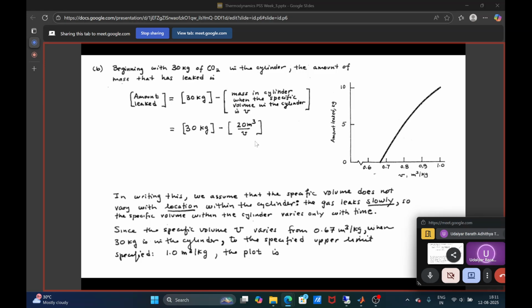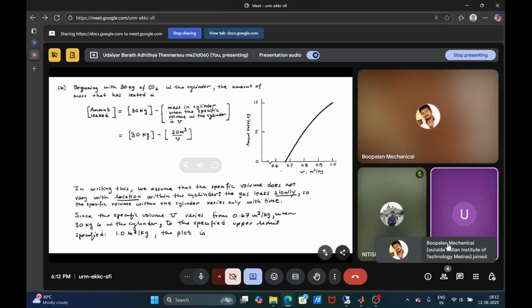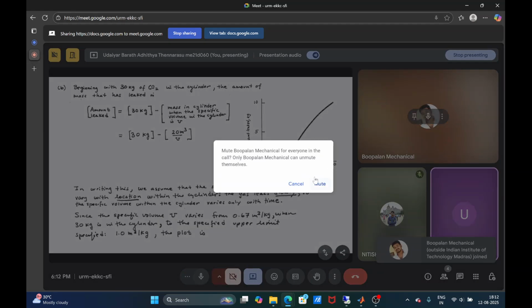Here the assumption is that although the leak is generated, you have a uniform specific volume across the cylinder, and the leak is very small and happening very slowly. That's the assumption we make for this. Any questions?